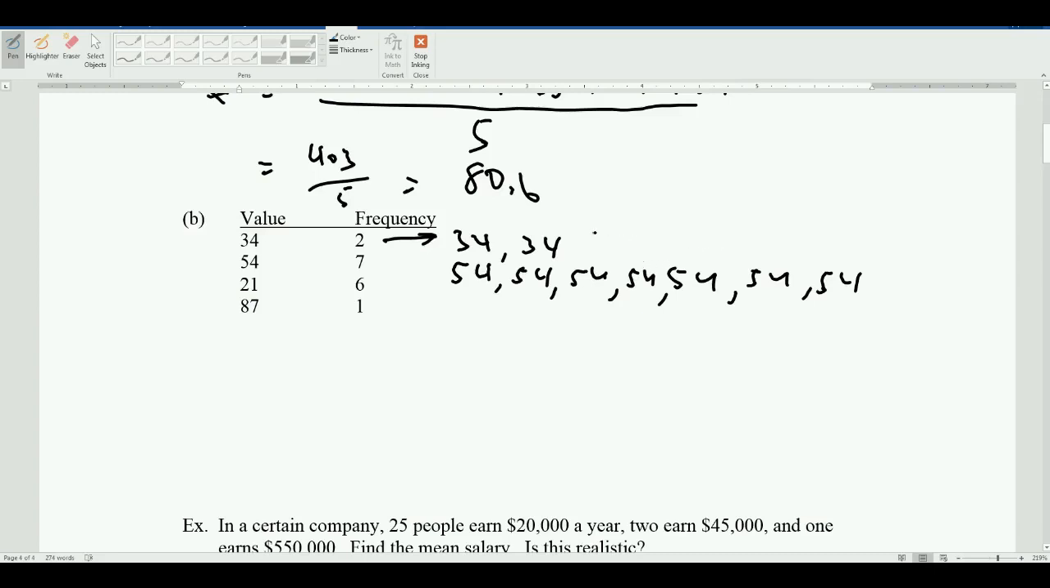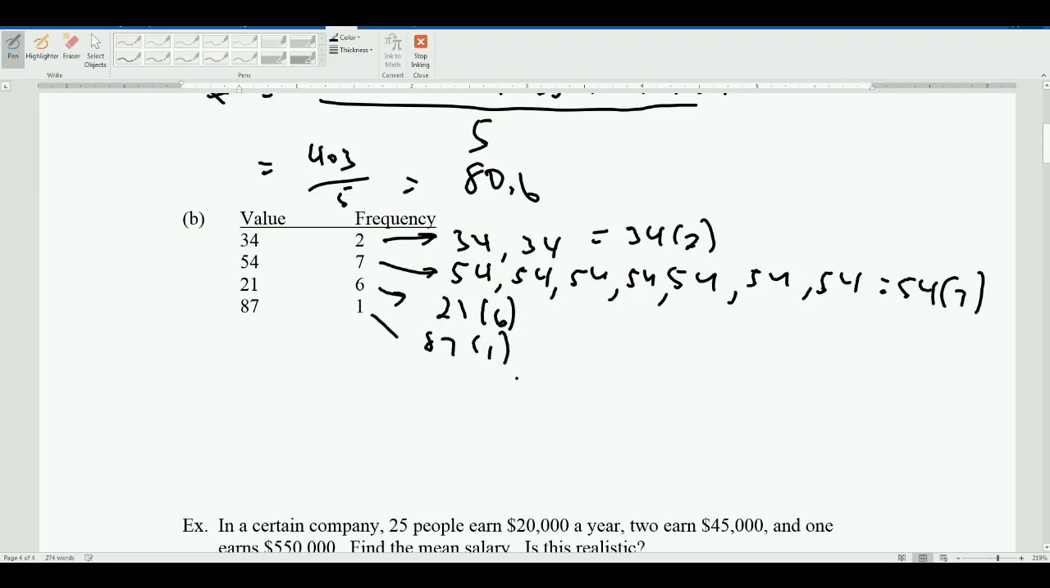Just so you be aware of something, this 34 plus 34 is 68. It's the same thing as 34 times 2. And then if you add up all the 54s, it's the same as 54 times 7. So when you do the 21s, it's the same as 21 times 6. And then 81 times 1. If I were to write them all out, I have 6 21s and 81. So how many total will I have? Well, 9, 10, 16 total.